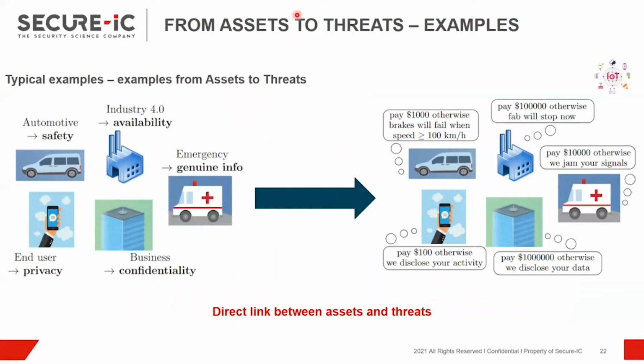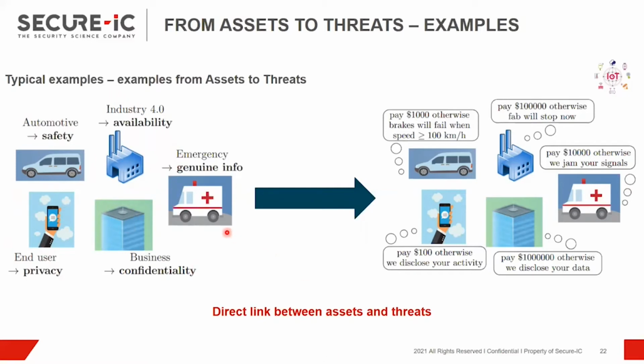Let's pick up, to be more concrete, some examples relative to assets and threats. So here you have different cases and the associated asset for each of them. Of course, it is just one example. In automotive, it is safety which is important. In end user or business, it is privacy or confidentiality which can be important. In industry, it can be availability.